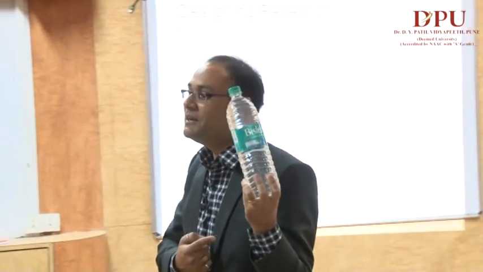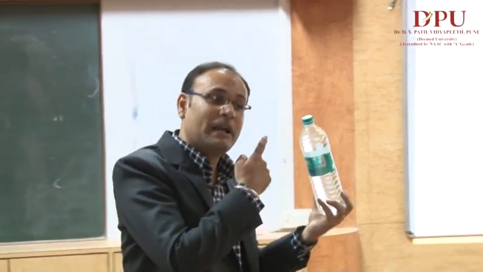What do you need to prove? This is not a Bisleri bottle. And if it becomes true, this is not a Bisleri bottle, that means what? That means whatever you have assumed, this is a Bisleri bottle, that is automatically going to be proven. Am I right? You understand what I am talking about?